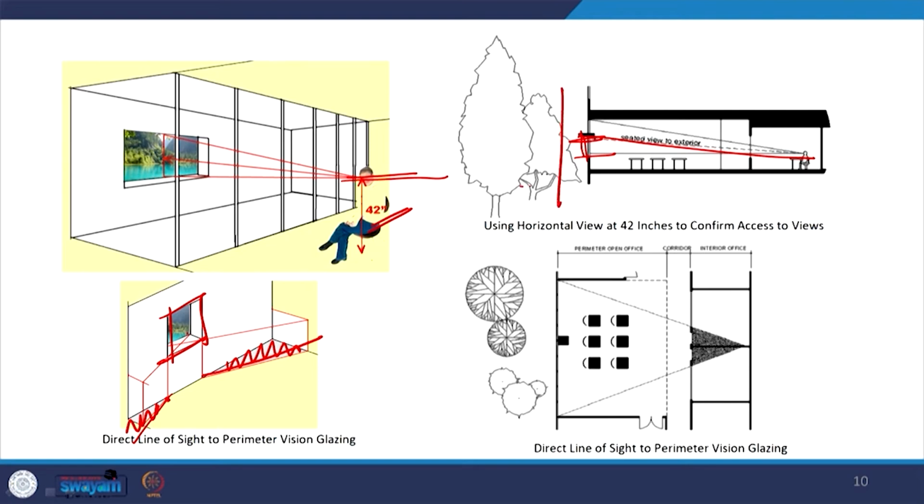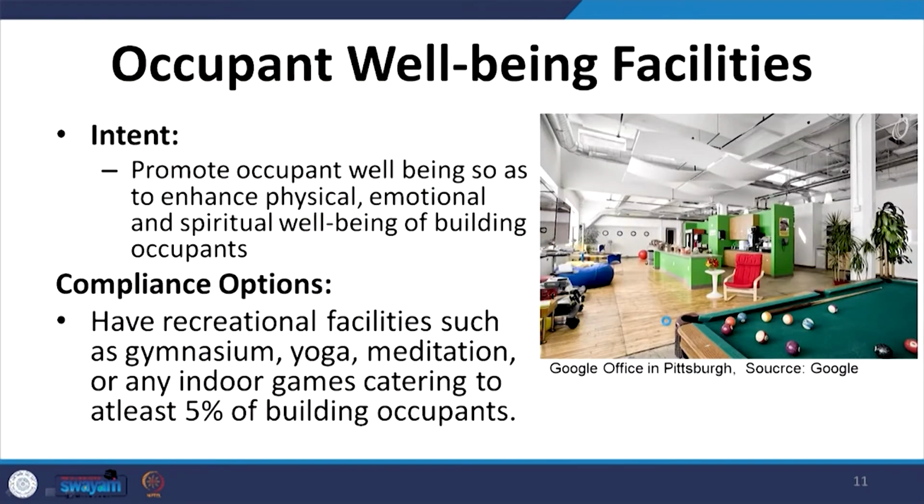Not only in elevation but also in plan, we ensure that at least 40% of the total area of the building which is regularly occupied has an availability of direct views to the outside.